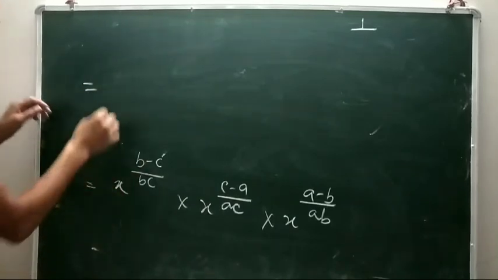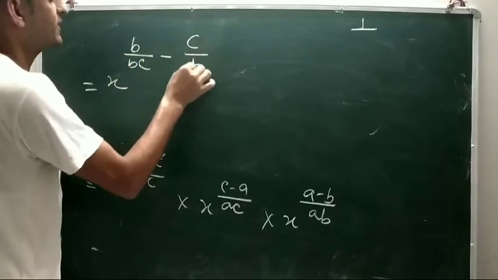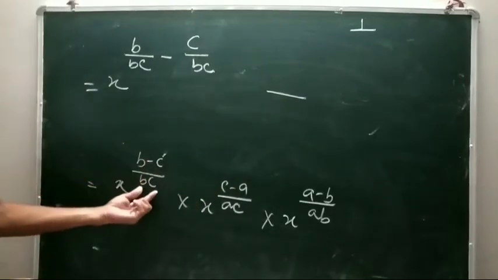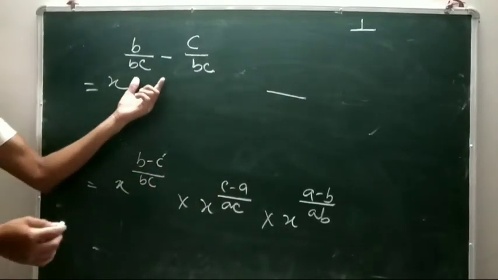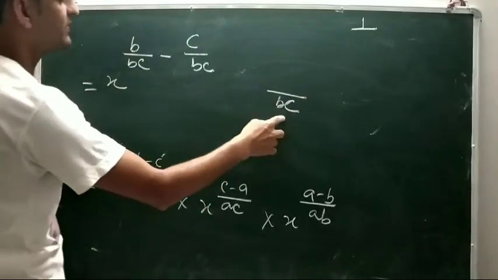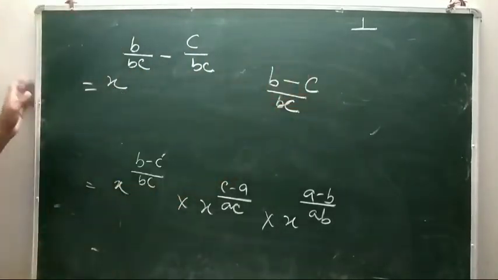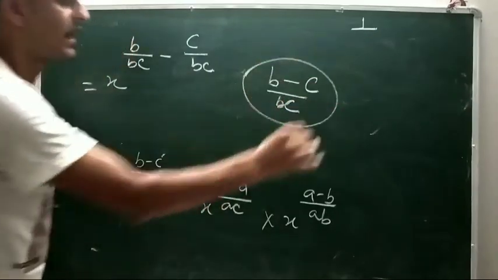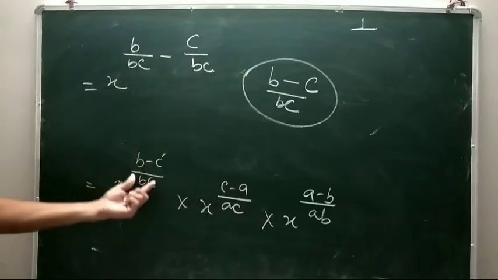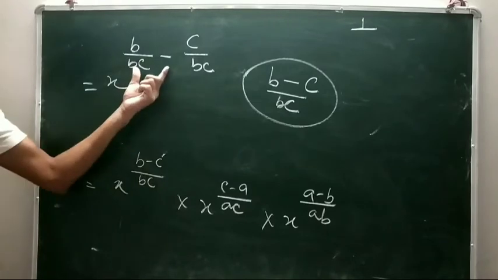B minus C divided by BC. Then we can write down B by BC minus C by BC. See, here what we have done: B minus C divided by BC was a whole term, so we have split this term. If you split this, the LCM is BC, BC divided by BC is 1 times 1 multiplied by B, and this is C. So like this we will get the answer if we take the LCM. Now we split the term without taking the LCM. Here the LCM is taken, now we just split this one.